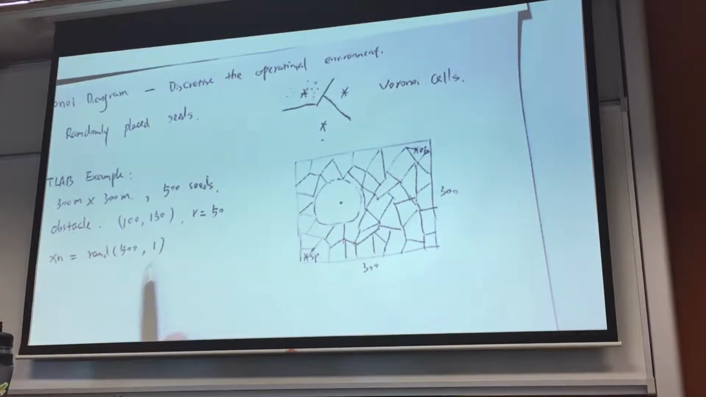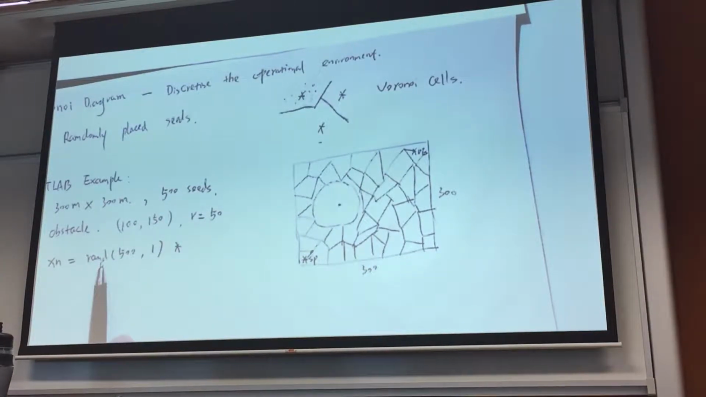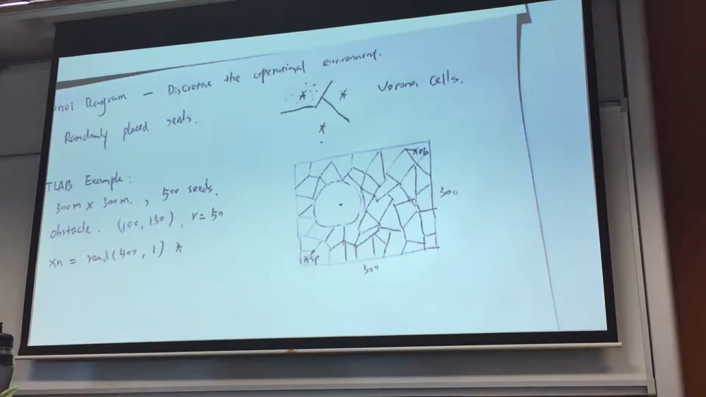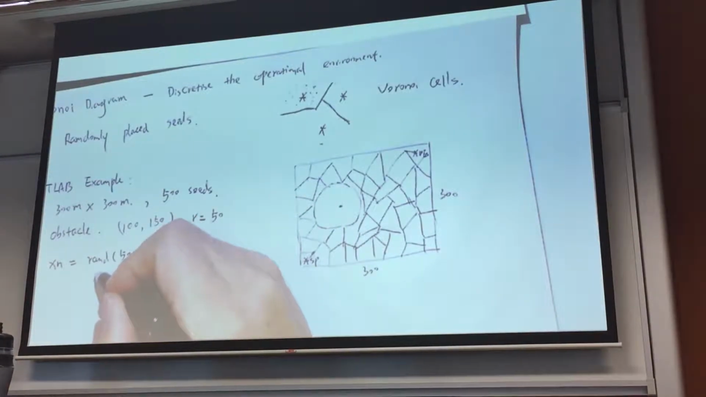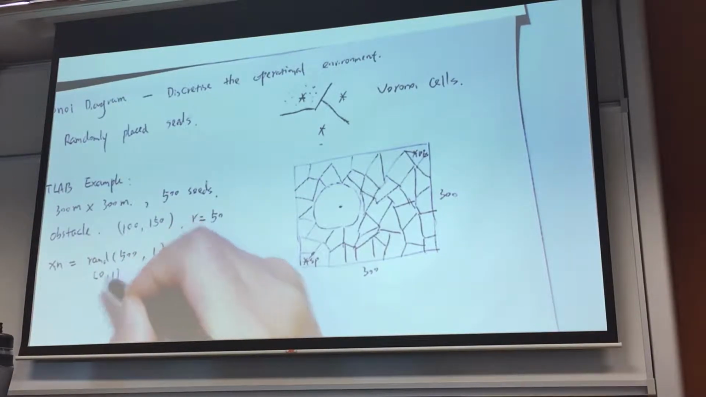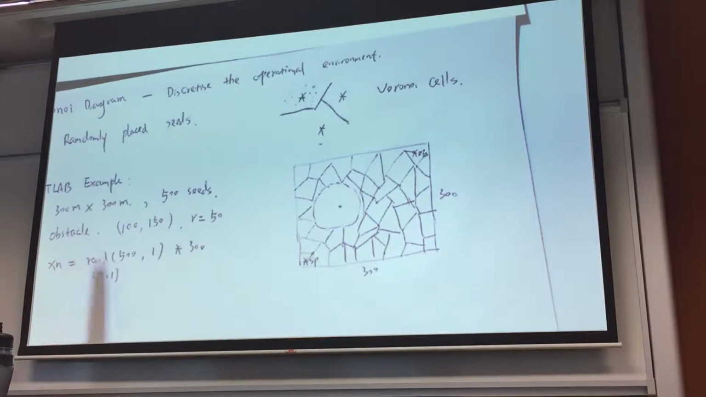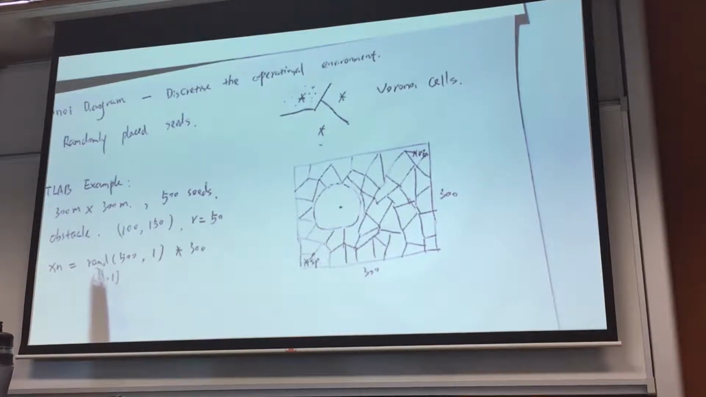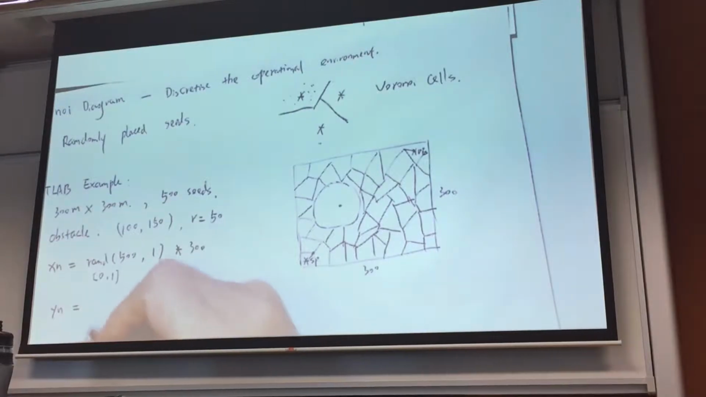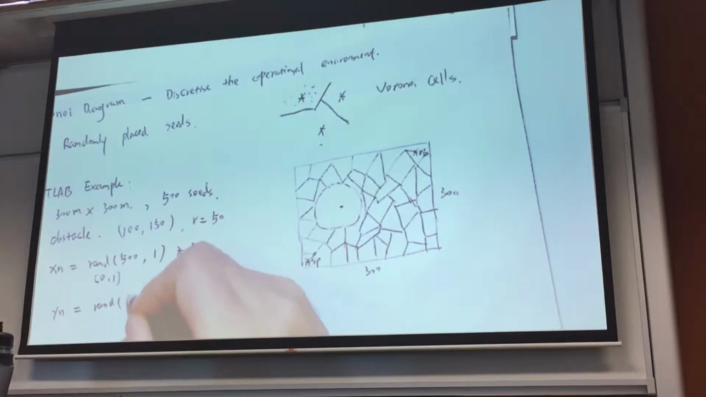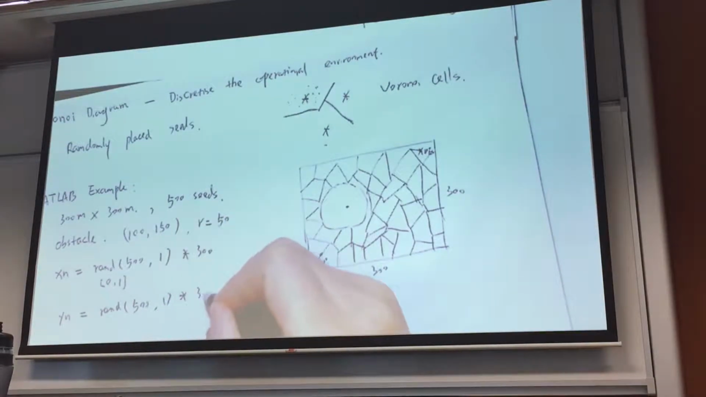So it's rand(500,1), multiplied by... this rand function will give you a value between 0 and 1. In order to get the range from 0 to 300, we just multiply this by 300. So multiplied by 300 gives a random value between 0 and 300, and we generate 500 random values. Similarly we can generate the y coordinates. It's just the same idea.